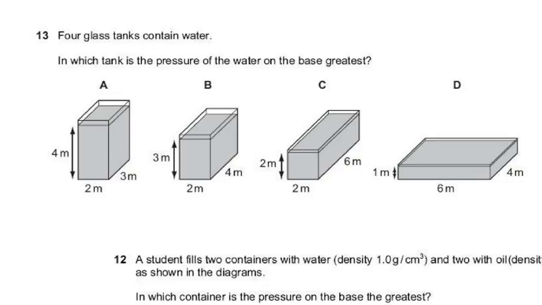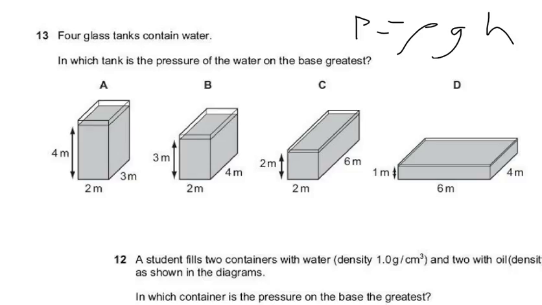Okay, so we've got here 4 different glass containers, and they all have liquid in them. It's the same liquid in each one. They all contain just water. So then the question is, which tank has the greatest pressure at the base due to the liquid? All right, so do you remember your equation P for pressure? P equals rho times g times h. So that is the equation.